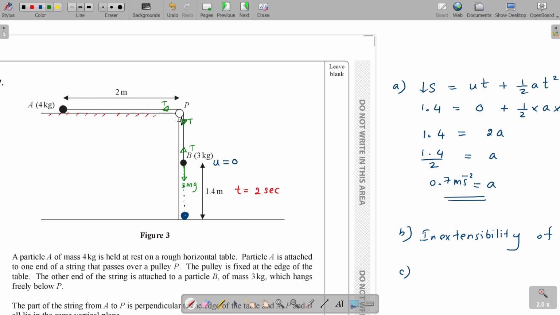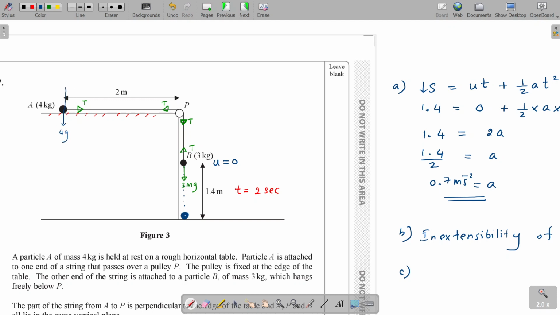The pulley is smooth, so does it have any weight? No, they say the pulley is smooth and it's light, so there is no weight. And then the equal tension again comes over here. Do you agree with me? Yeah, the same tension, this tension is here, the same tension comes here and it comes here. Okay, and then what else do we have? At the point A, we have the mass 4 kilogram. So weight is 4g.